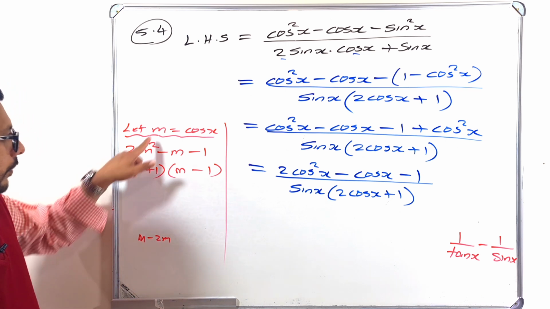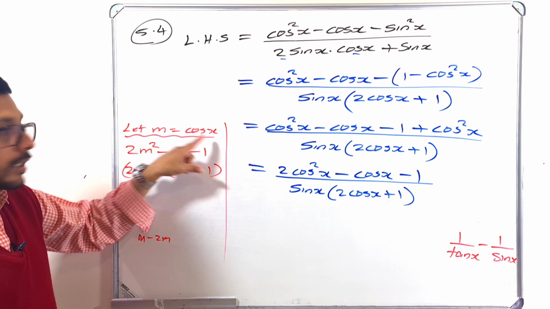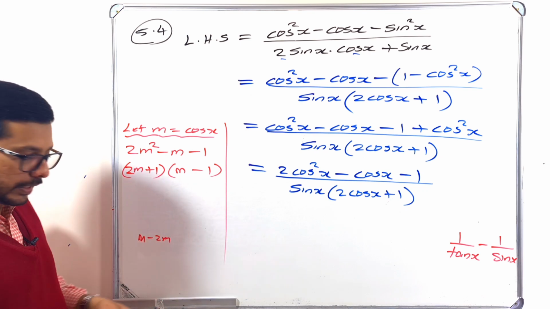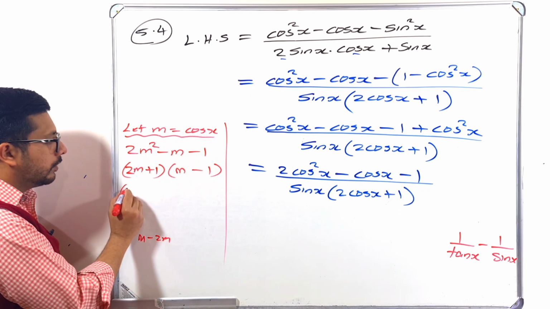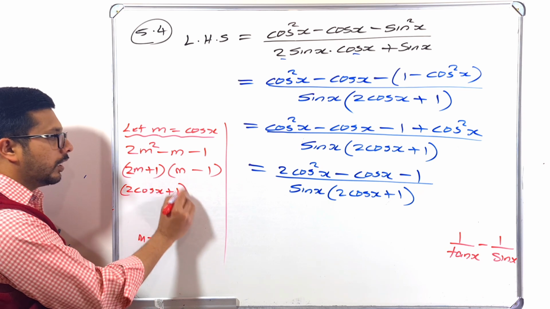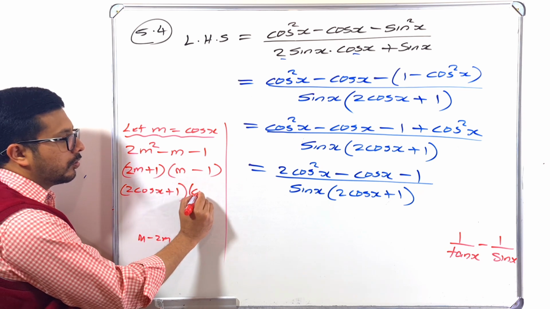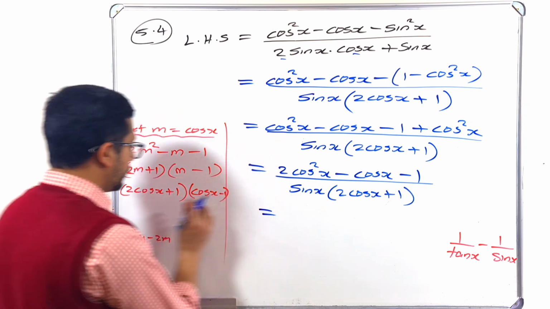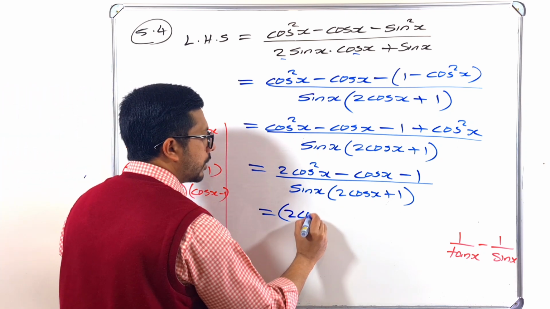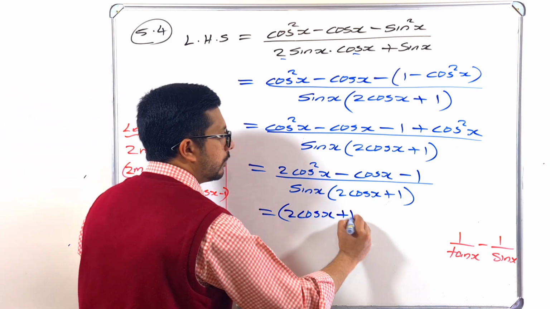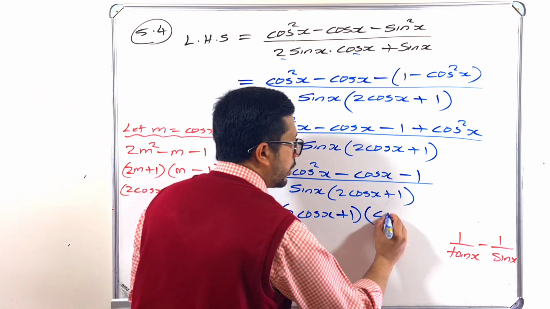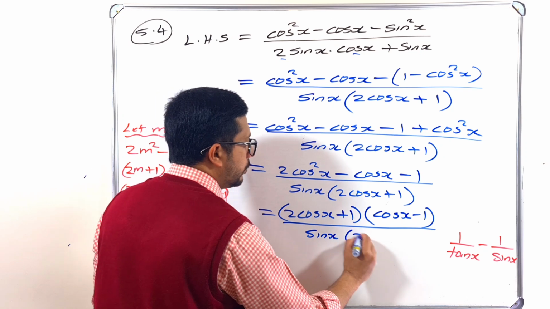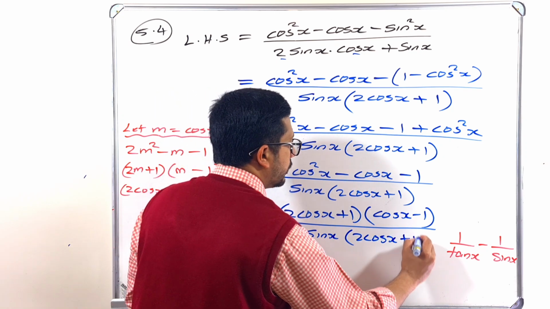And what is our m? We call m as cos x, or cos x as m. So it means that 2 cos x plus 1 into cos x minus 1, we can write it like that. Here actually it is 2 cos x plus 1 into m minus 1, that is cos x minus 1. So this one we can factorize: 2 cos x plus 1 into cos x minus 1, the whole divided by sin x into 2 cos x plus 1.